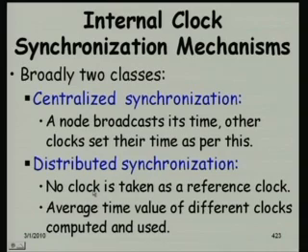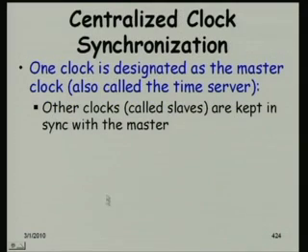Whereas in a distributed clock, no clock is taken as the master clock or the reference clock, and the average of clock values, not all clock values, as you will see, many of the clock values are used to set the time which is agreed by all clocks. Now, first let us look at the centralized clock synchronization, because we will see that this is also not very popular. It is not that it is not used, but not very popular because it has some problems.